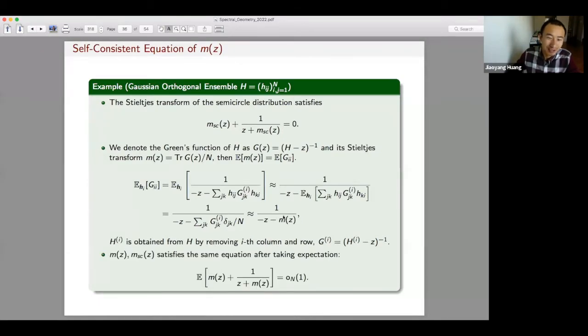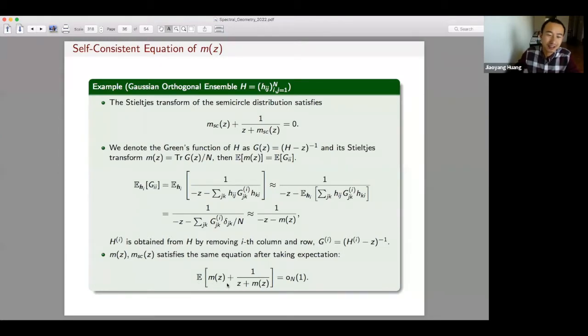And then if we move everything to the left-hand side and take the expectation, this gives the expectation of m plus 1 over z plus m. This quantity is small, up to some error from this step and the last step. So it's the same equation. Essentially, m satisfies the same equation as m_sc, the semicircle Stieltjes transform, after you take the expectation.